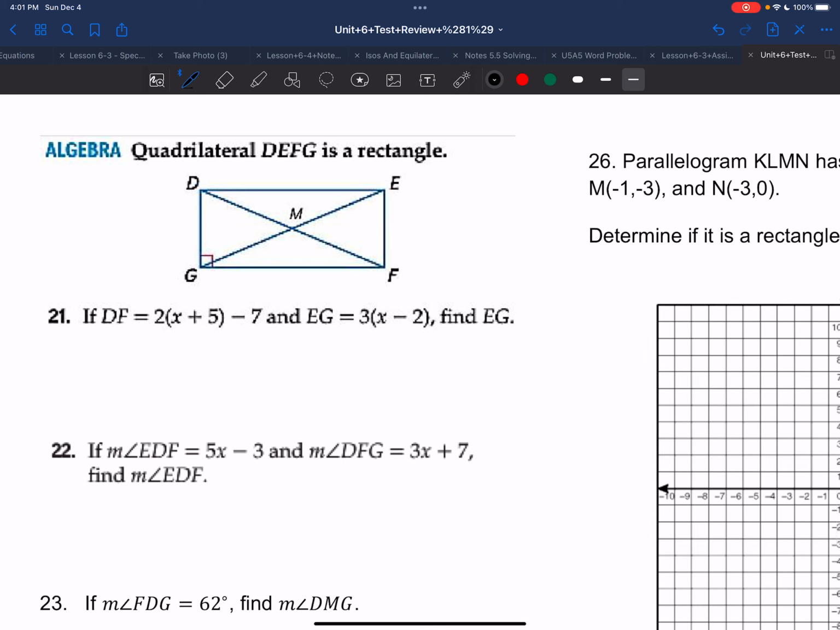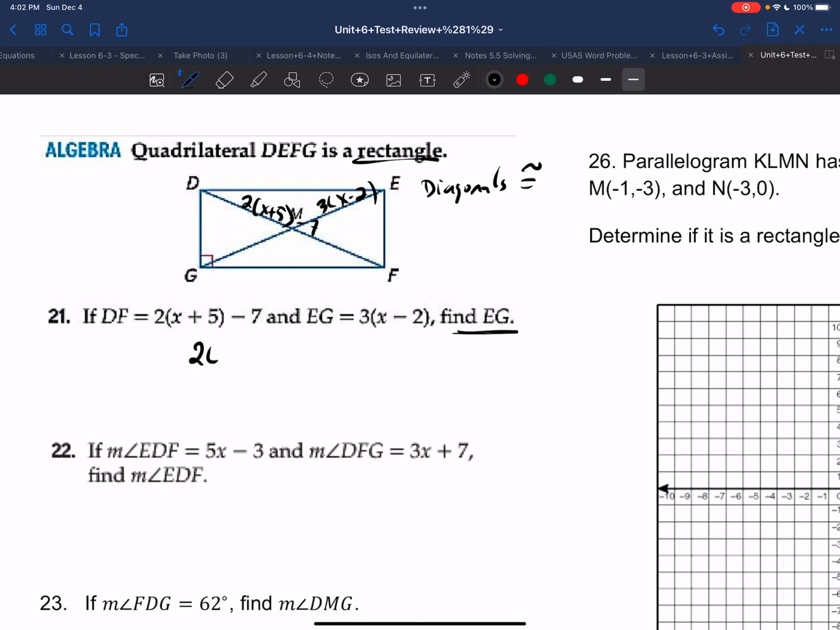Quadrilateral DEFG is a rectangle, so we can assume this figure is a rectangle. If DF is 2 times the quantity x plus 5 minus 7, and EG is 3 times the quantity x minus 2, we're going to go ahead and find the value of EG. So since this is a rectangle, the diagonals are congruent. Okay? So if the diagonals are congruent, then we can set them equal to each other.